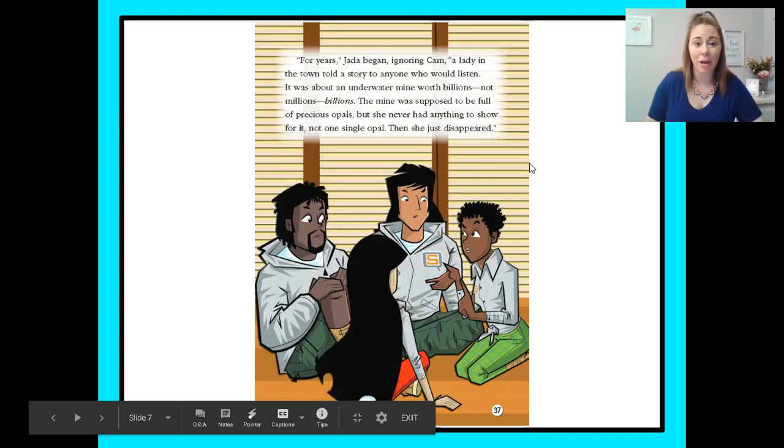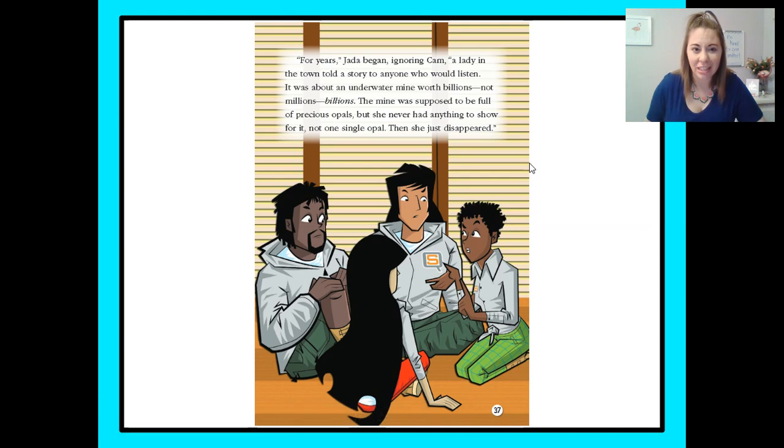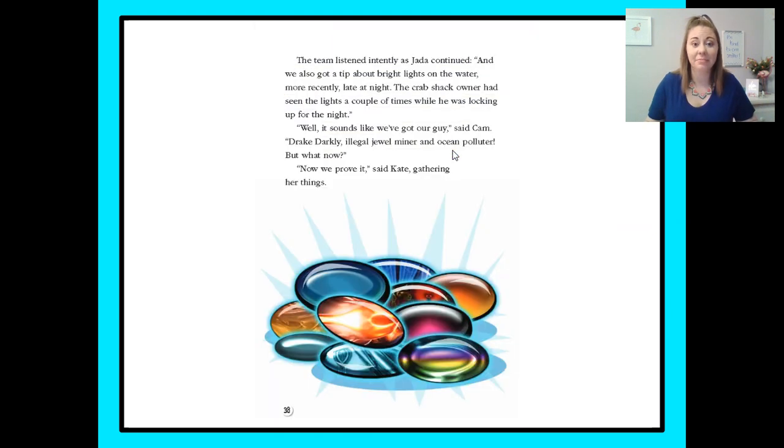Okay, let's look for more evidence that proves that Drake Darkley is guilty. Let's see. "For years, a lady in the town told the story to anyone who would listen about an underwater mine worth billions." So they have a story from someone saying that there is an underwater mine. Now, granted, it's just a story. There's not a lot of proof, but we could say on page 37, Jada talks about a lady who thinks that there's an underwater mine. So there's someone in the town that does think that.